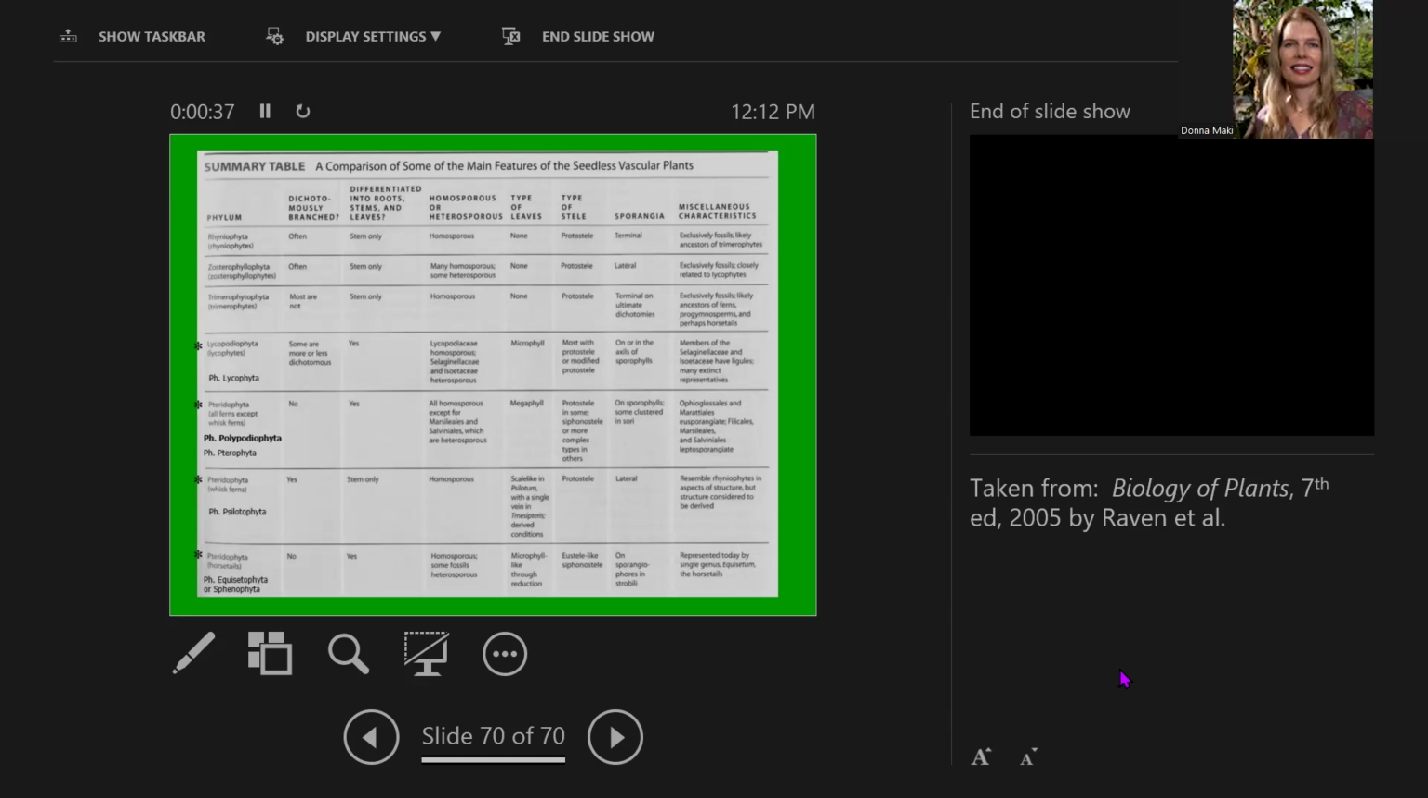Did you want us to know the miscellaneous characteristics of them as well? No, it's mainly looking at whether they have roots, stems and leaves or not. Types of leaves, and then the type of stele would be useful. So, three of those columns: roots, stems and leaves. Do they have those? And if they do, what kind of leaves? And then stele type.